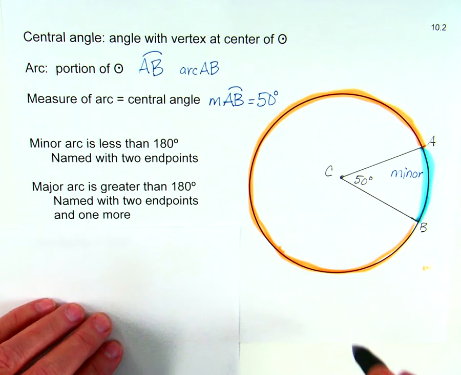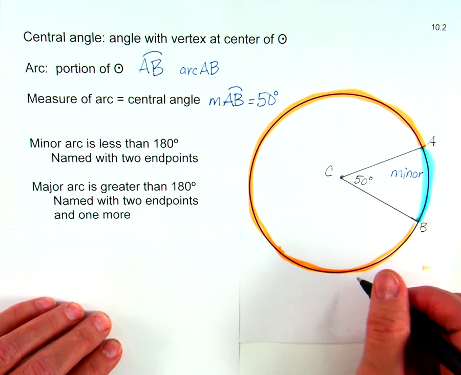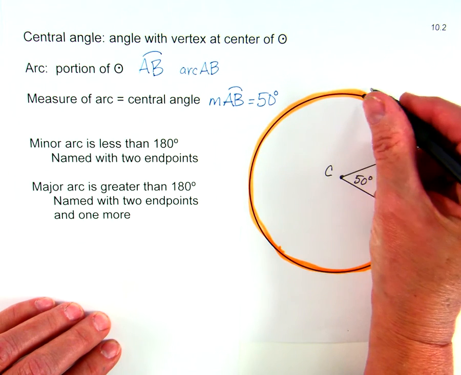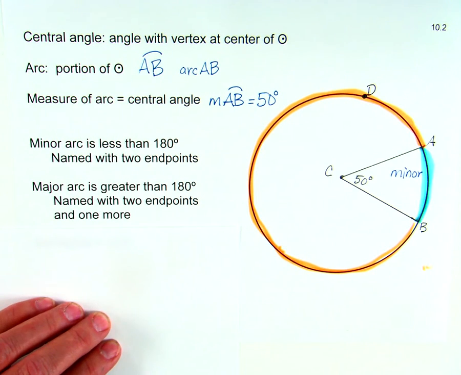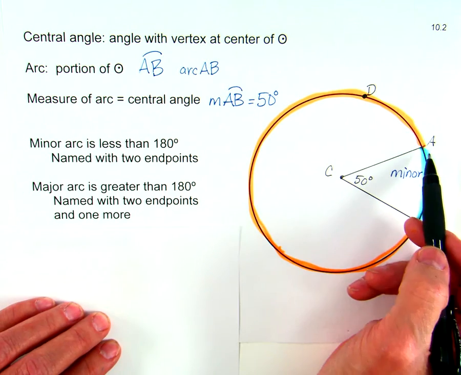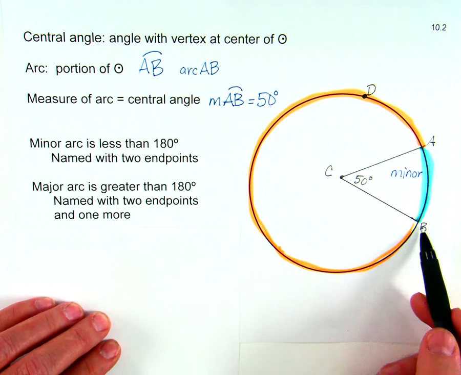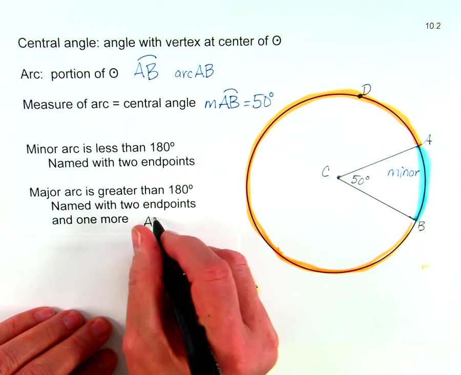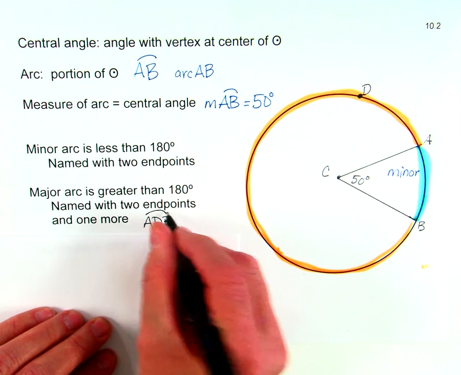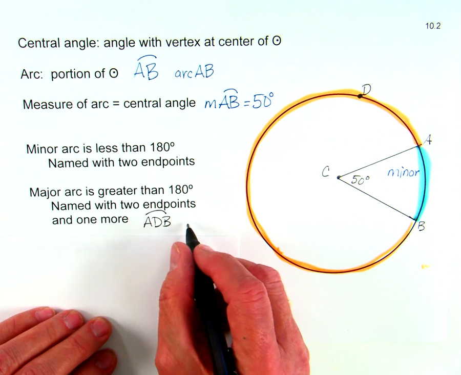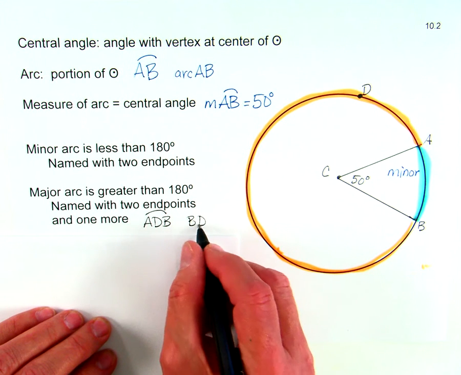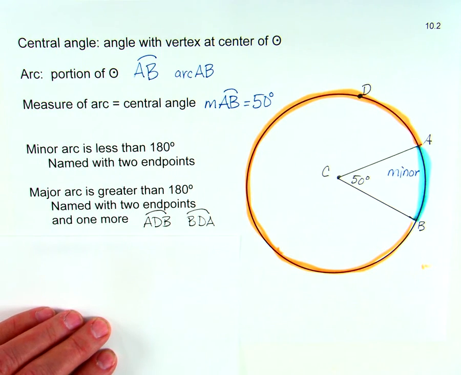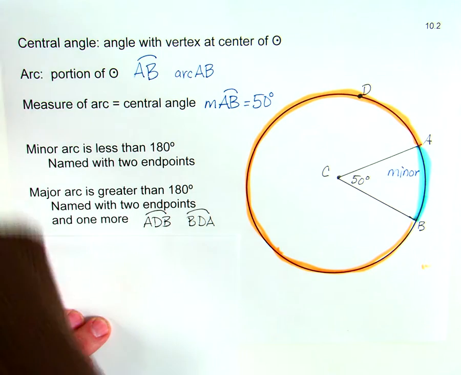And how I would do that is I would need another point to be named. So for example, I could name a point here. That's D. It doesn't matter. You can name any point you want. So I'd have A, D, B is the major arc. So this one would be the arc A, D, B. You must do them in order, but it doesn't matter which order. It can also be B, D, A, and you can choose any points you want to do this. So that's a major arc.